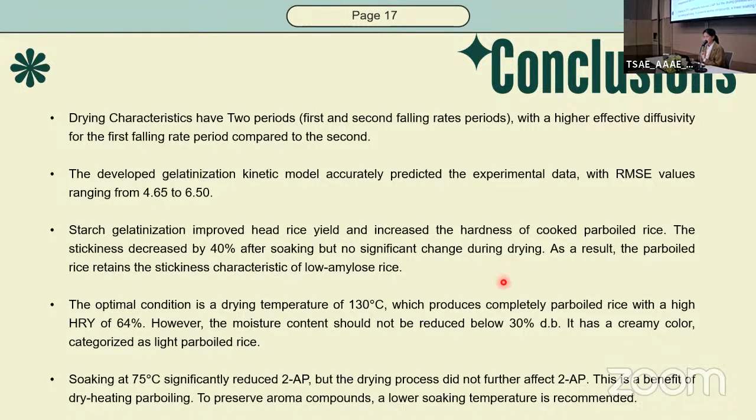And the starch gelatinization can directly increase the hardness of the tolerance. But the stickiness decreases by only the same amount of soaking but not significantly. As a result, the stickiness is a challenge of quality management. The best condition is studying to measure the rate and is very essential. We could continue our life and the of 64%.